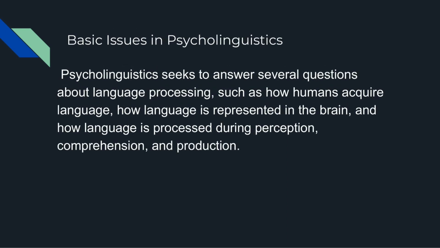Okay, the main basic issues in psycholinguistics are the questions they have to answer, like how language is processed in our brain, how we are acquiring the language, how it is represented in the brain, like whenever sounds and words come in, how they are presented in your brain, how words are formed, and how it is being processed. It's none other than perception, comprehension, production, which psycholinguistics itself says it has to answer.